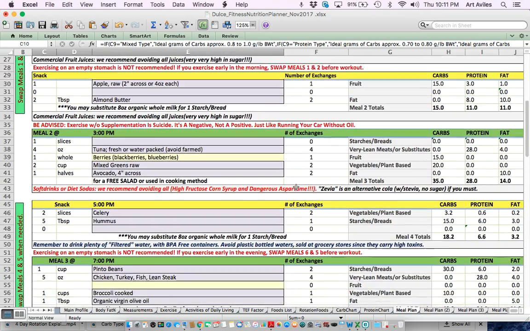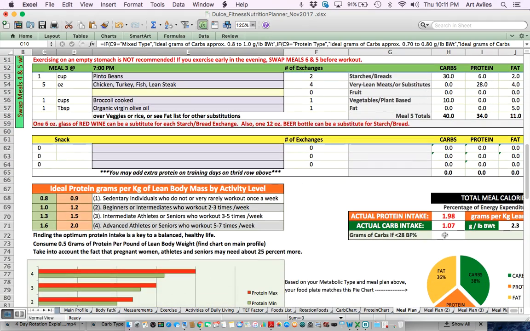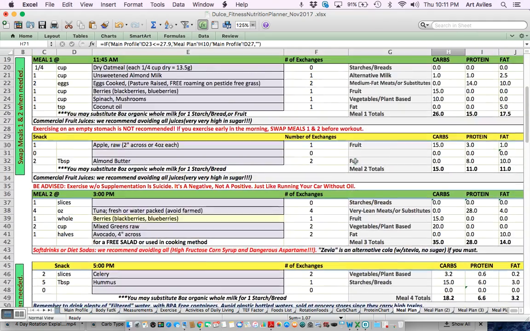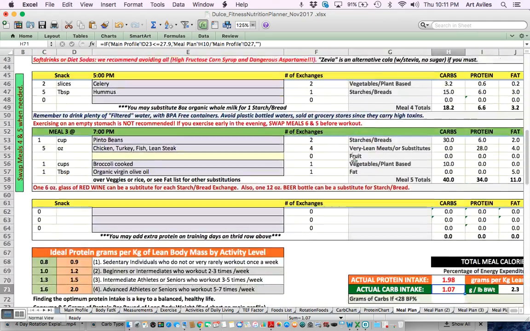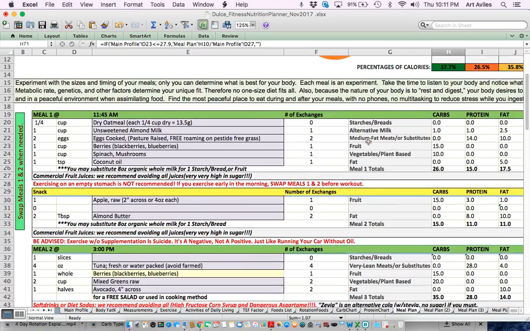It's going to be different than a carb type. It's going to be different than a protein type person. And we're going to look at if this person has this type of meal plan that's set up right here. Then we need to make sure she's on target with the actual carb grams right here. Down here, I have actual carb intake 1.07. Is that right? Let's see.